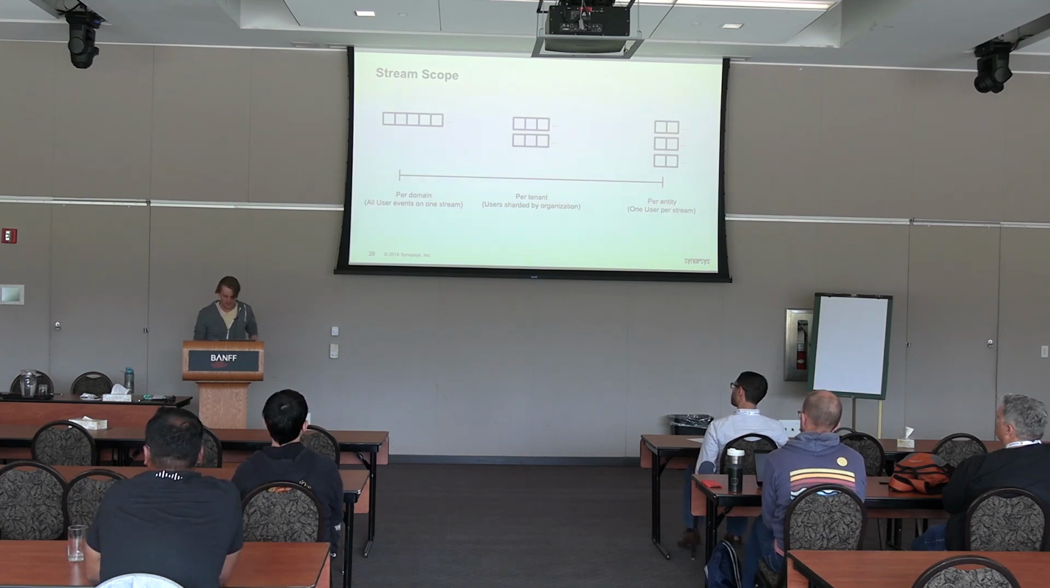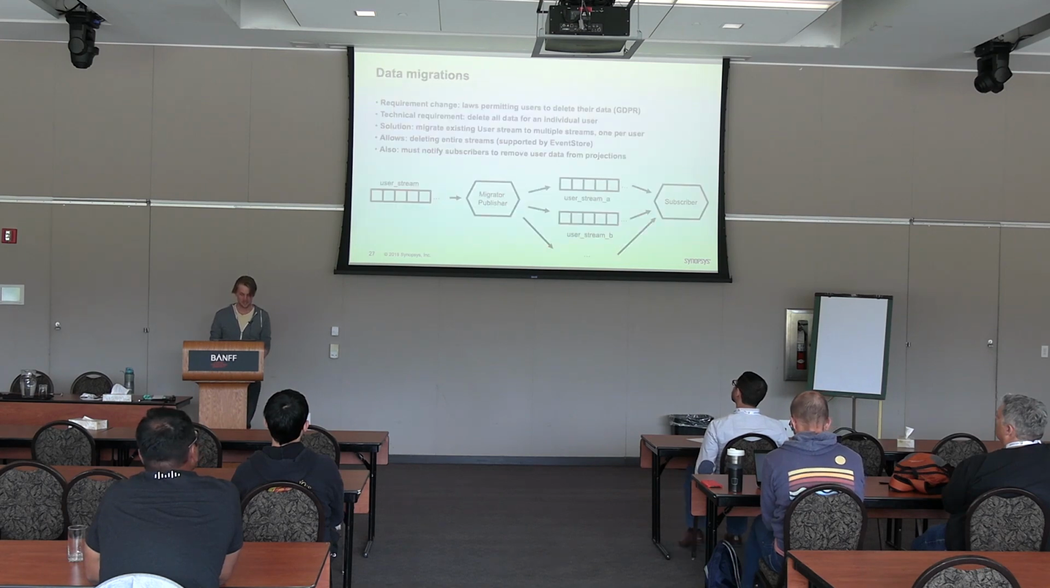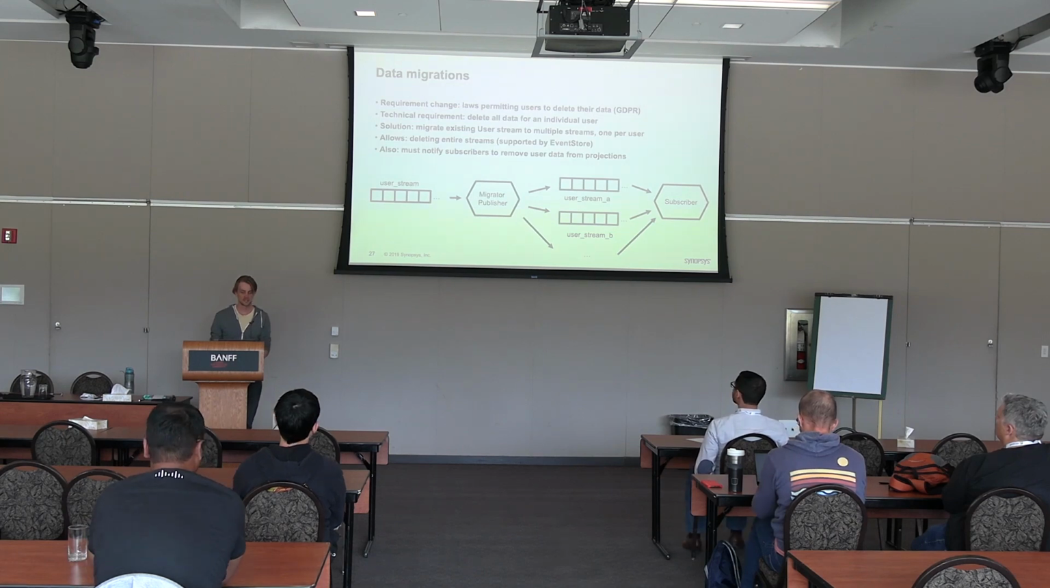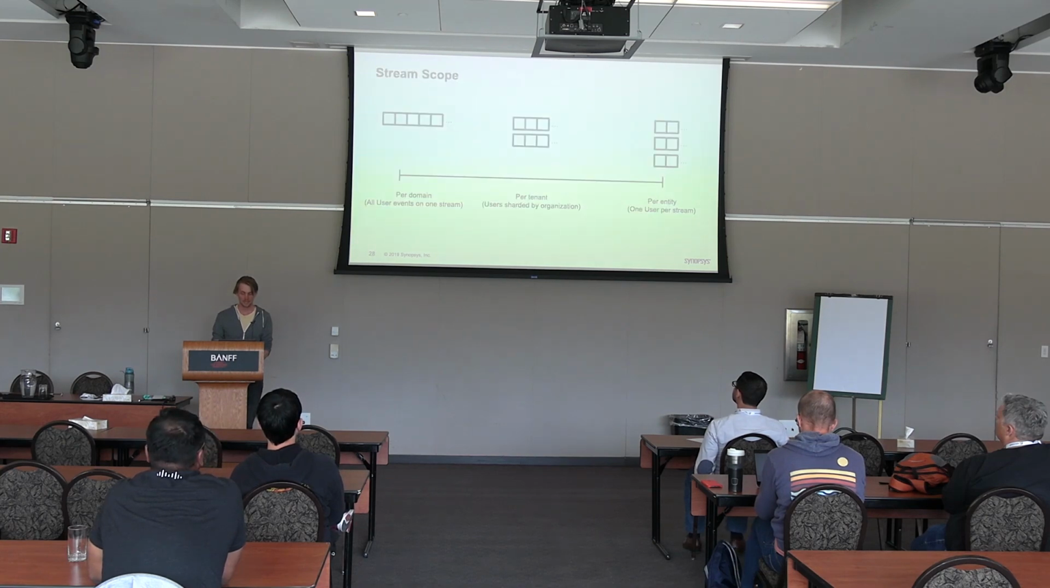So David was just talking about data migration and moving from a single stream for all users, or all of your instances of an entity, to separate streams per instance of an entity. And that brings up the question of what is the correct granularity of your streams? This is something that's not always obvious up front, just like when you're designing your entities in a traditional system.